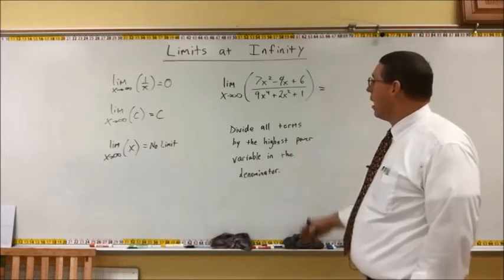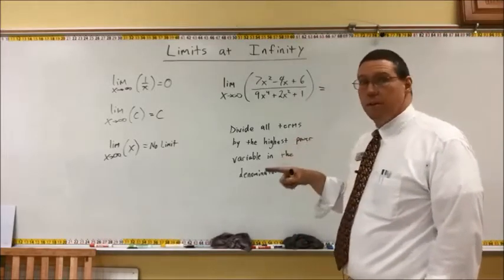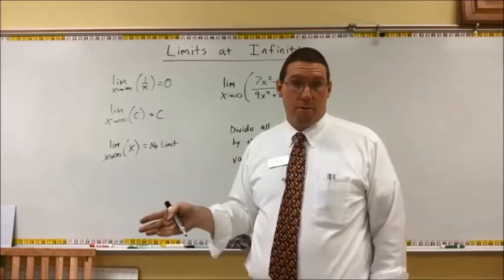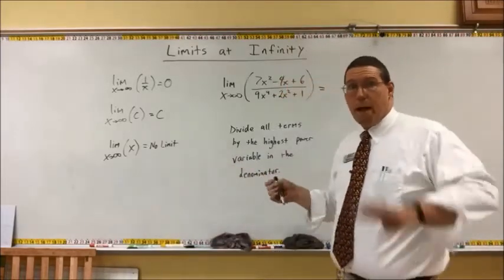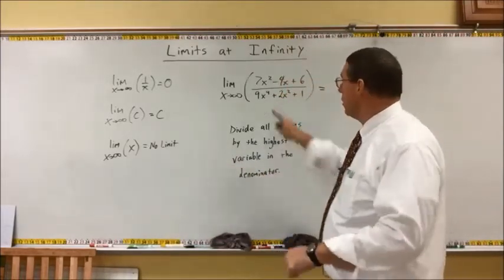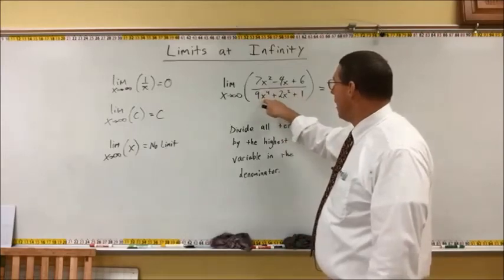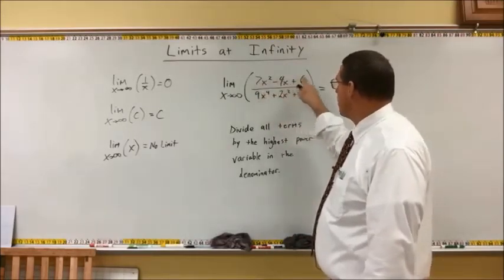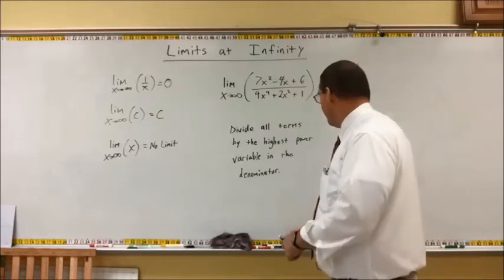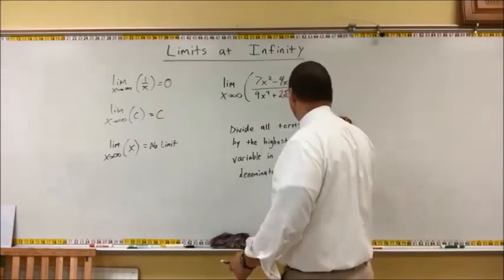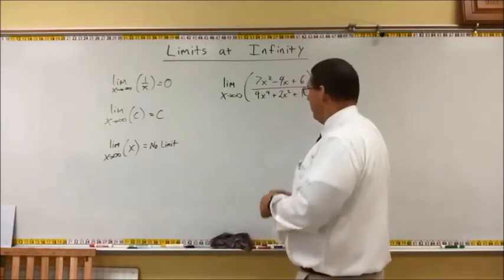Okay? So in this case, what is the highest power of the denominator? Well, the variable is x. And in the denominator, the highest power is 4. So what we're going to do is divide everything by x to the 4th power. This, and this. And we're going to show you what happens when you do that. So here's what it's going to become.